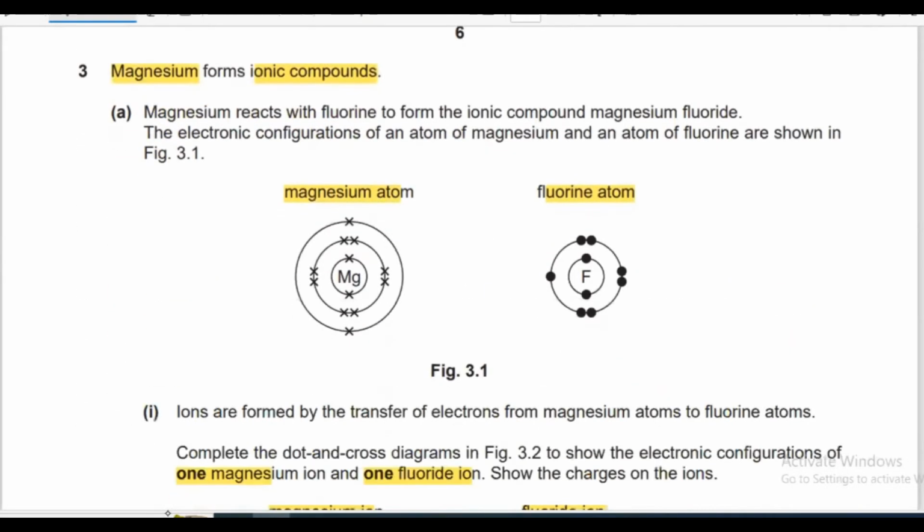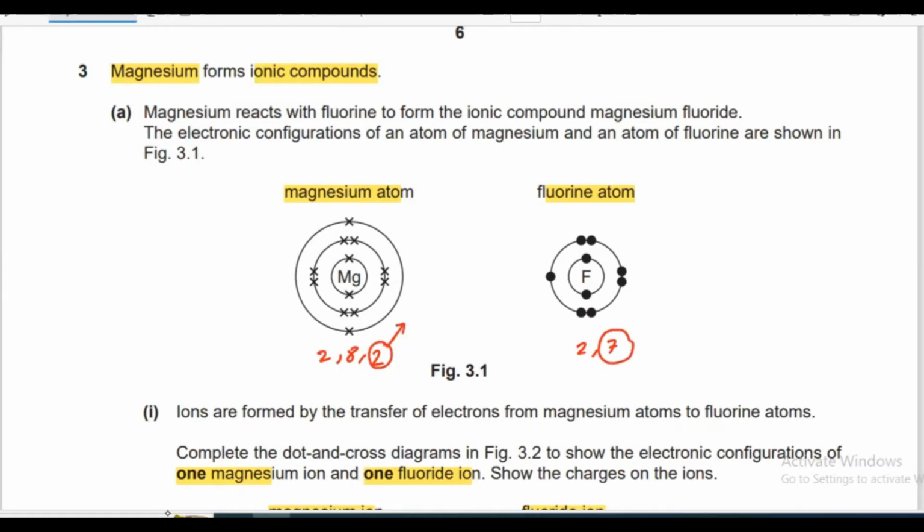Next question. This question is about ionic compounds. The structures of magnesium atom and fluorine atom are there. So this is the electronic configuration of magnesium, 2,8,2. This is the electronic configuration of fluorine, 2,7. This is in group 2. This is in group 7.